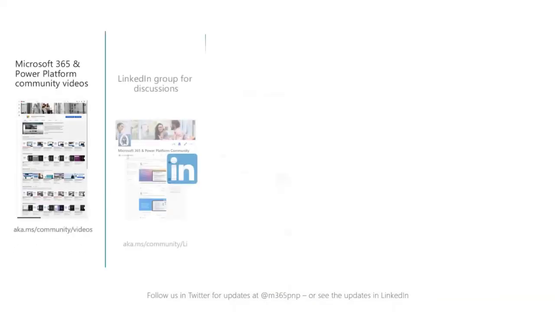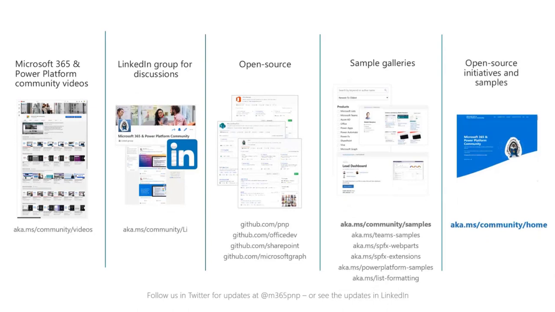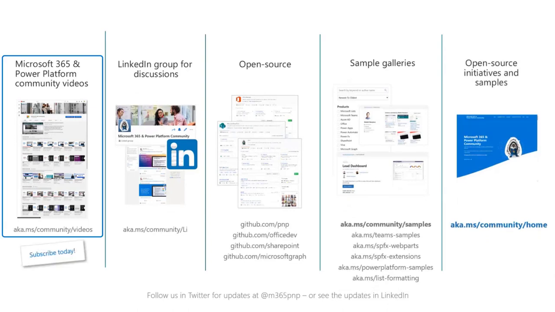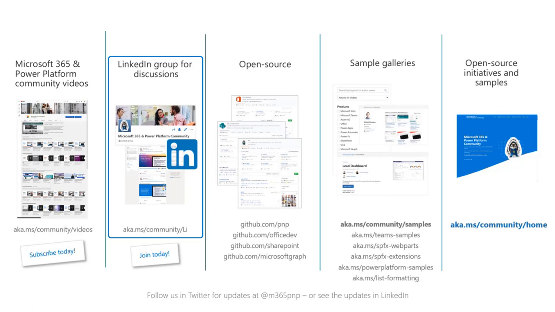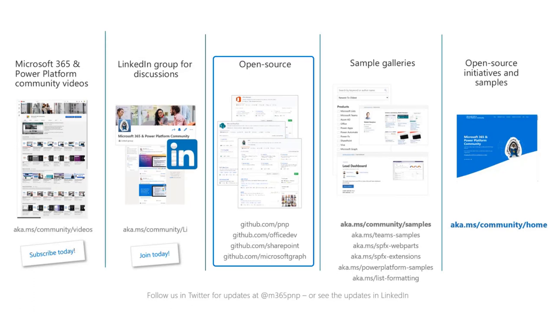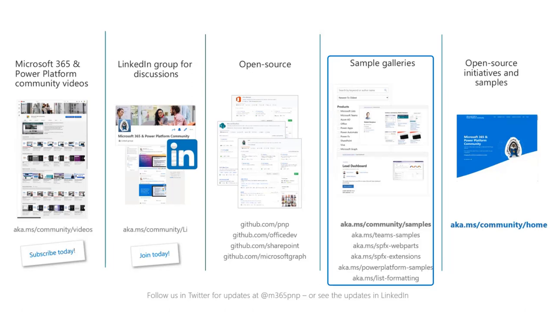But let's talk a little bit about what is available to you in this community. There is so much. We've got Microsoft 365 and Power Platform community videos. You can subscribe today, as the slide just told you. We've also got our LinkedIn group for discussions. Join today. You've got open source initiatives. We've got sample galleries for the entire community. That includes Teams samples, SPFX samples for web parts and extensions, Power Platform samples, list formatting samples. The samples go on and on, and we want you to use them.